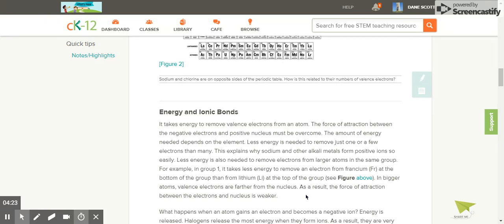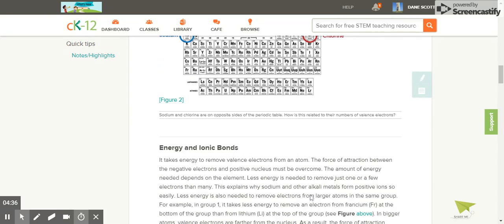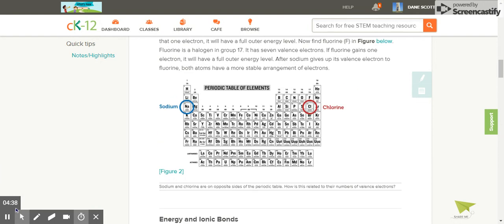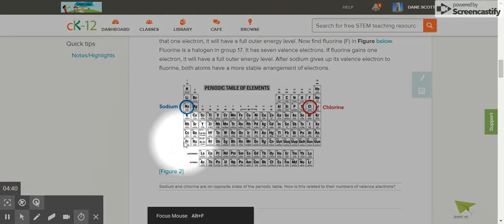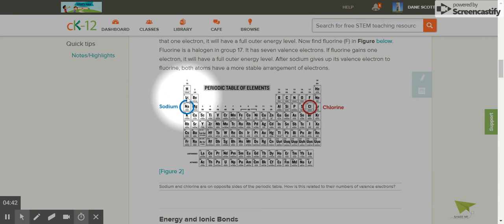Less energy is also needed to remove electrons from larger atoms in the same group. For example, in group 1, it takes less energy to remove an electron from francium at the bottom of the group than from lithium at the top of the group. Coming up here, you'll see francium is down here, lithium's up here. It takes less energy to remove electrons from francium.